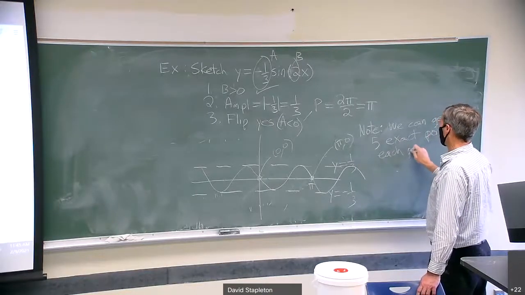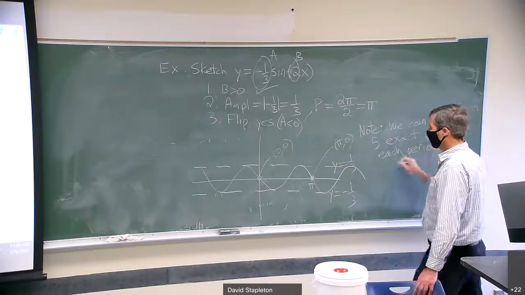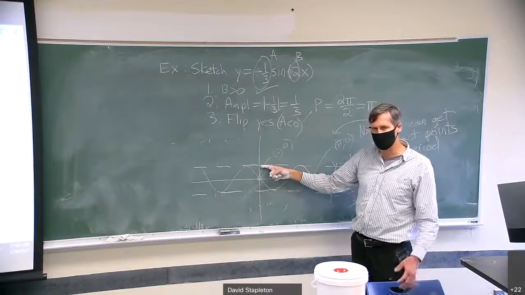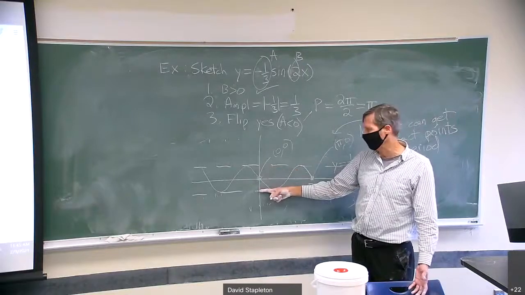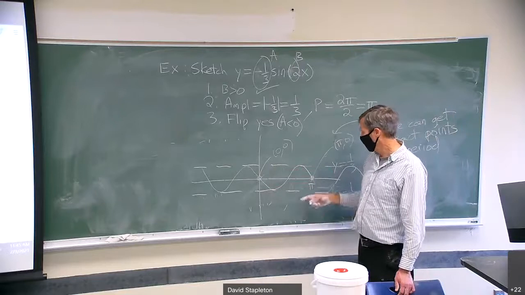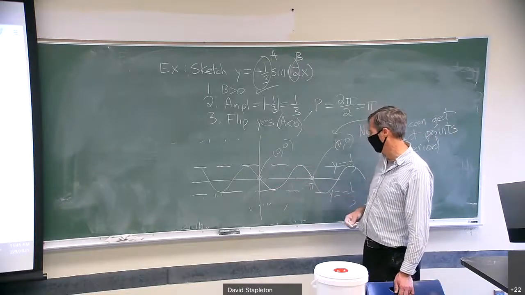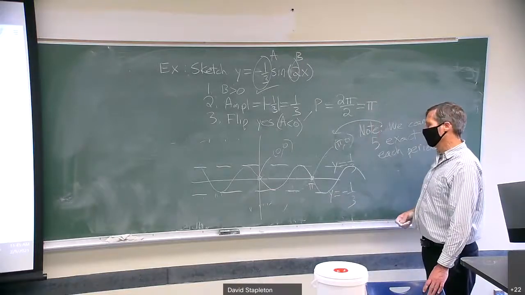We always know the starting point, right? Because the sine starts at the origin, the cosine starts at the top if A is positive, or at the bottom if A is negative. And then we draw the point at the end of the period with the same y coordinate, right? So we get 2 right off. Then we've got 3 intermediate points.